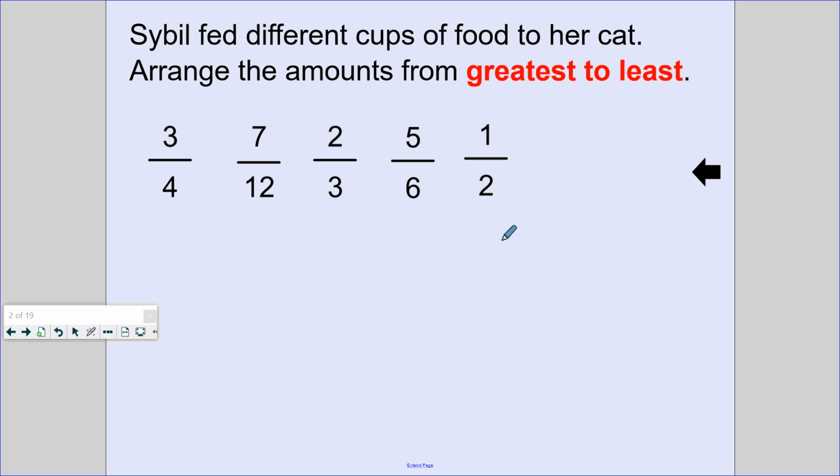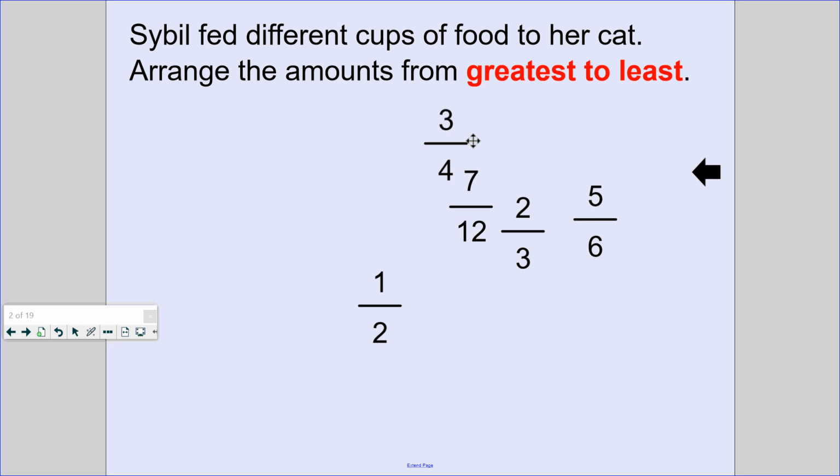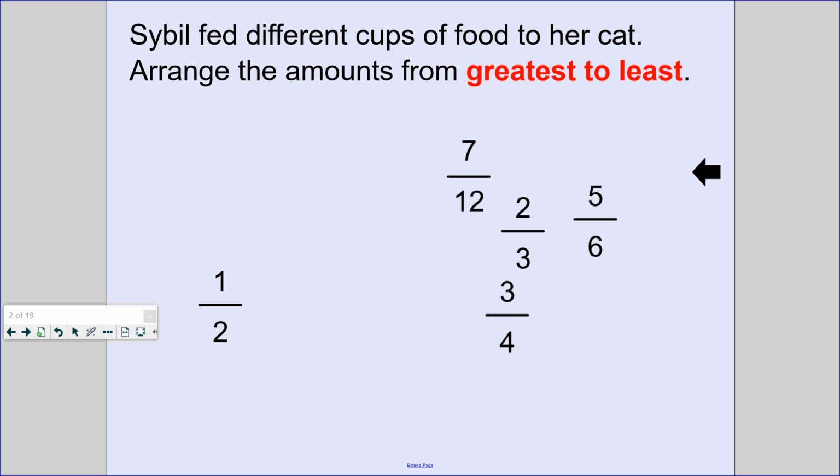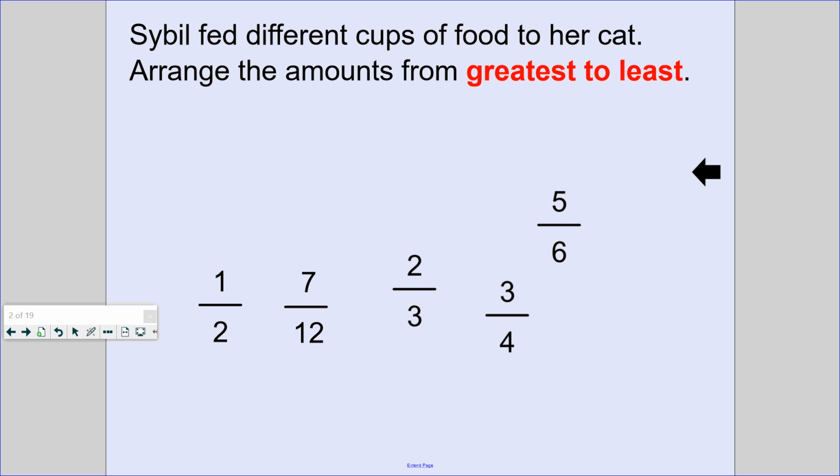Well, first of all, I'm going to maybe estimate. Well, I know half goes here in the middle. This is a little more than half. Actually, they're all more than half. Because half of 4 is 2, half of 12 is 6, so this is barely more than half. Whoops. This is more than half. Half of 6 is 3, so this is way more than half.